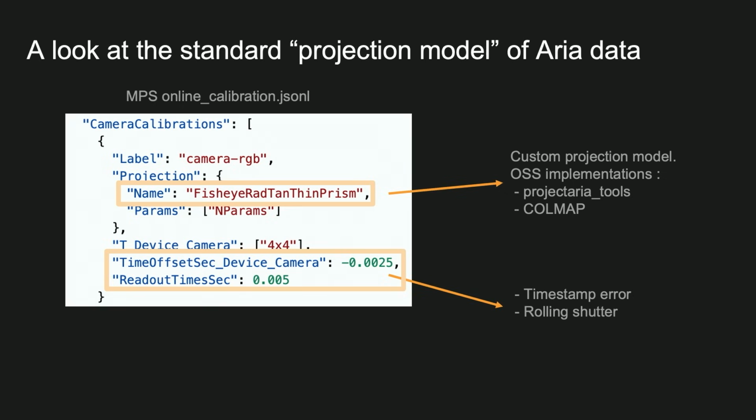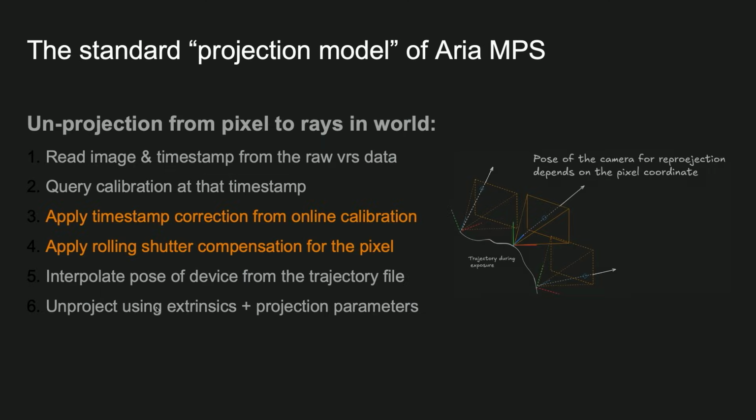a time offset that you should be able to use to actually get a better projection. We return the time offset as a timestamp error. That means if you take the timestamp of the raw images, you have to add this value to get the real timestamp of the image. And we do return the readout time, so you can compensate for the rolling shutter effect. And so with this calibration, here is the standard projection model of Aria, if you want to use the best calibration we get from MPS.